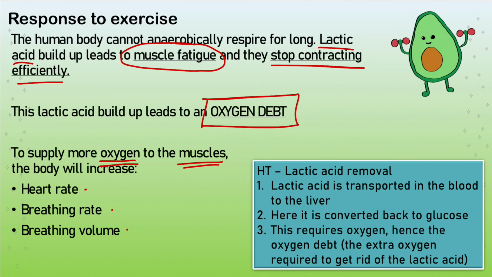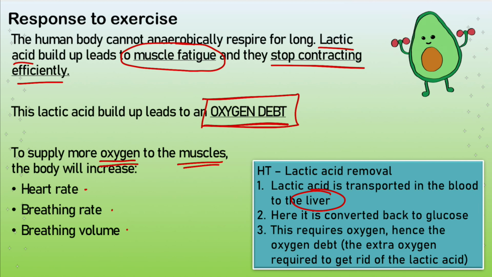If you're doing higher tier, we need to know about how lactic acid is really removed from our body. So how does this oxygen debt actually accumulate and how do we handle it? Well, lactic acid can be transported in our blood, and lactic acid is acidic. It's not good to have around, so we do need to get rid of it. And so what we do is we put it into the blood from the muscle cells and we transport it to the liver. And the liver is a really important organ.